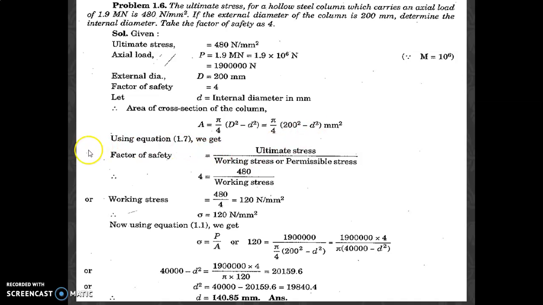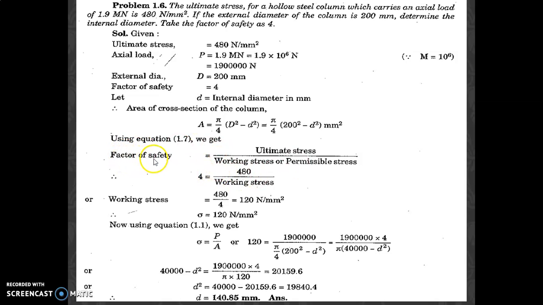Is it okay? So factor of safety, this is one more important term that we should know, that factor of safety is always equal to maximum stress upon working stress. Maximum stress means in case of brittle material, that is ultimate stress. In case of ductile material, that is yield stress. As here the value of ultimate stress is given to us, that means for this material the maximum stress we should refer as ultimate stress. So factor of safety is equal to maximum stress upon working stress or permissible stress.